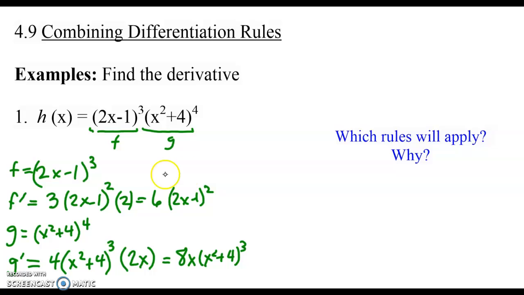Now, let's write it down so we don't forget. We've used the chain rule, and we use the chain rule again to find the derivative of g. This answers this question here.